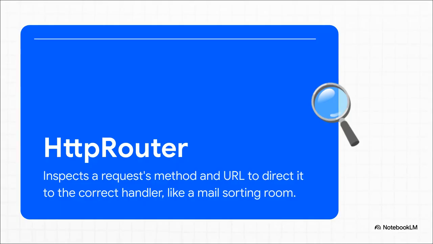The component that reads this address is the HttpRouter. You can think of it as the central sorting room of our post office. It looks at the request's method, is it a GET or a POST, and it looks at its URL path. Based on that, it knows exactly which department, or what we call a handler, is supposed to take care of this specific piece of mail.